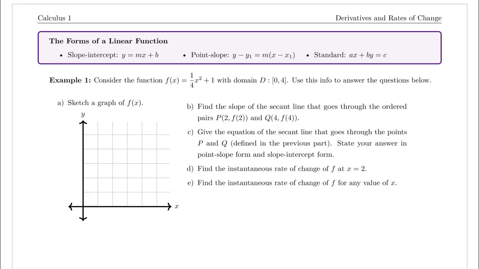In this purple box here, we have some review from algebra. These are the three forms of a linear function or a line. We have slope-intercept form, point-slope form, and standard form. Example 1 says, consider the function f of x equals 1/4 x squared plus 1 with a domain from 0 to 4. Use this info to answer the questions below. I just would like to highlight that this thing here is a quadratic function.